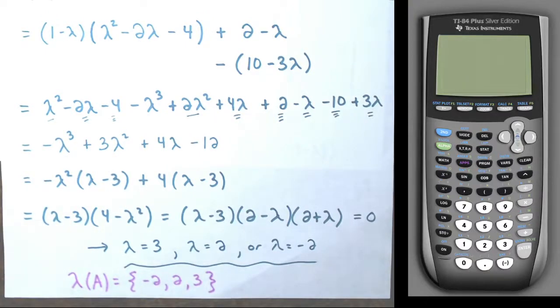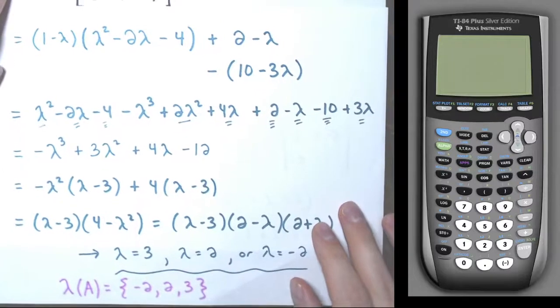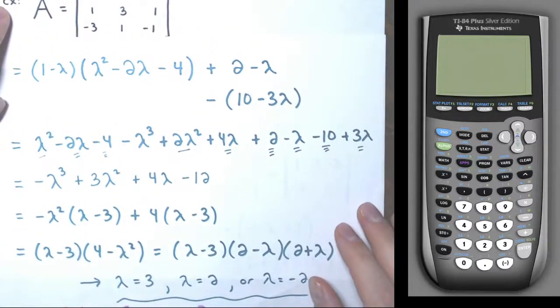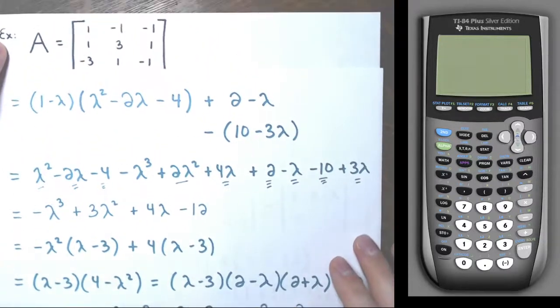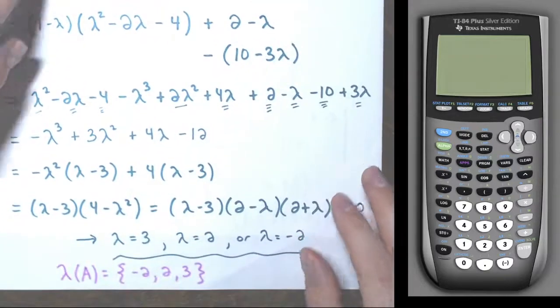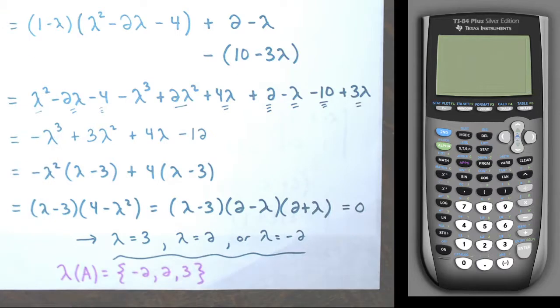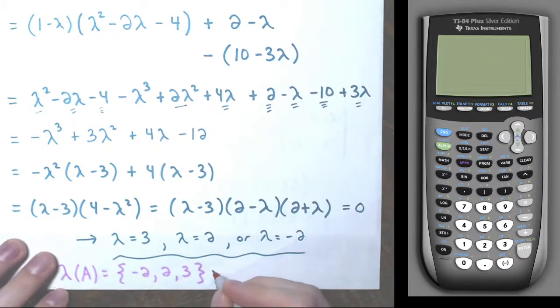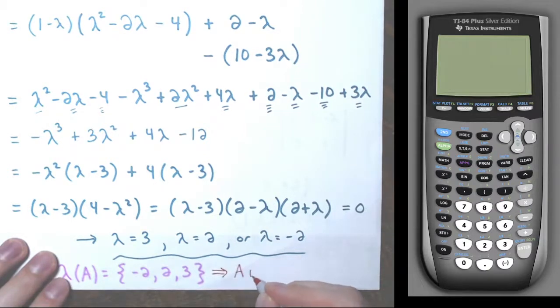So we said earlier, right? If you have an n by n matrix and it has n distinct eigenvalues, it's diagonalizable. This was a 3 by 3 matrix, and I see that it has three distinct eigenvalues. So A is going to be diagonalizable.